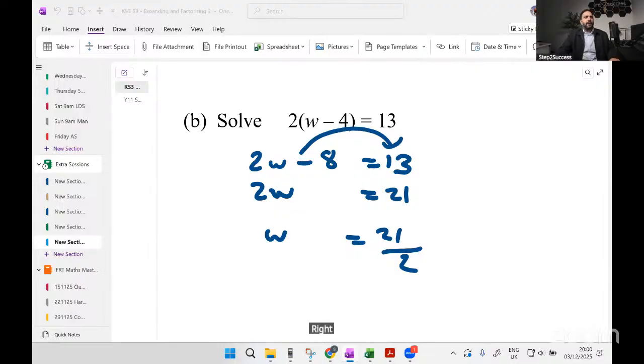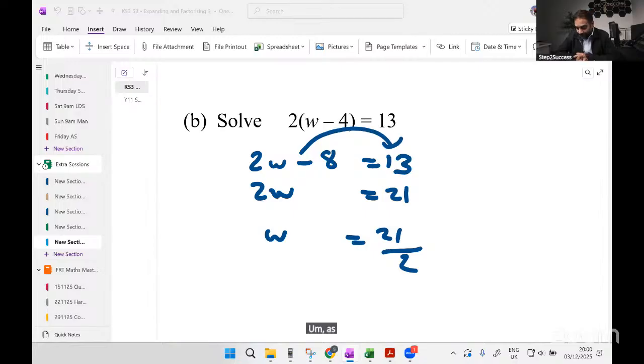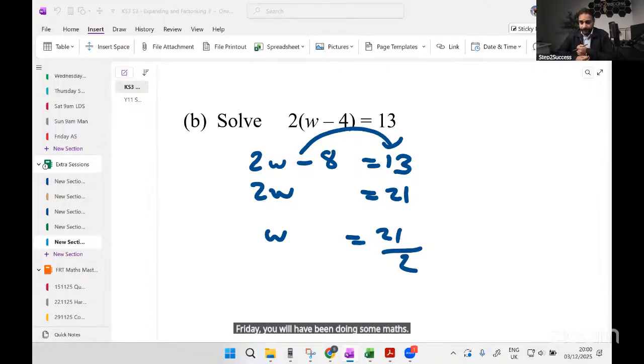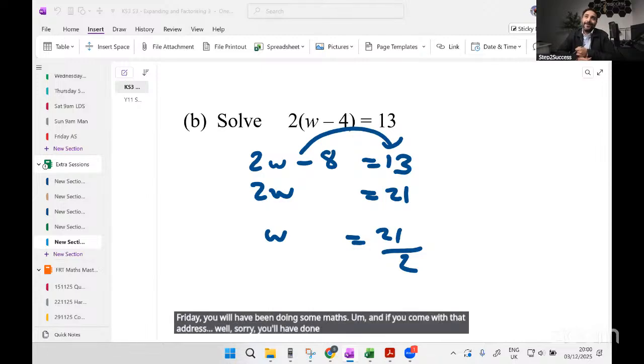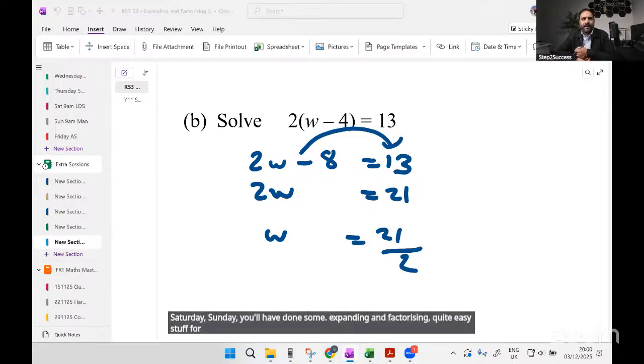Right. Hello. Depending on what day of the week you attend, there will be some slightly complicated things going on here, as is the case for the previous few weeks. So, if you come on a Thursday or a Friday, you'll have done some different maths to everybody else. So you'll have done some sine rule, cosine rule, and surds and indices. If you come on the weekend, Saturday, Sunday, you'll have done some expanding and factorizing, quite easy stuff for year 10, and some proof stuff for year 11.